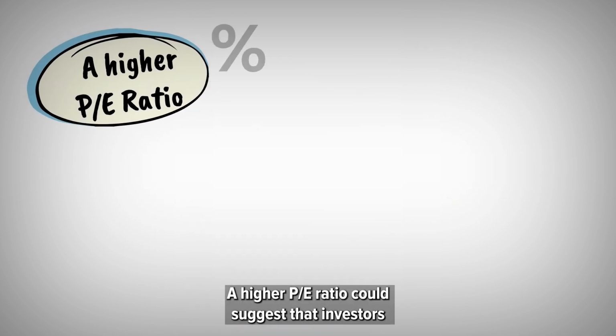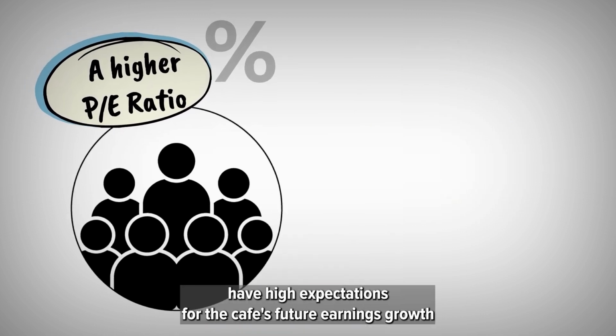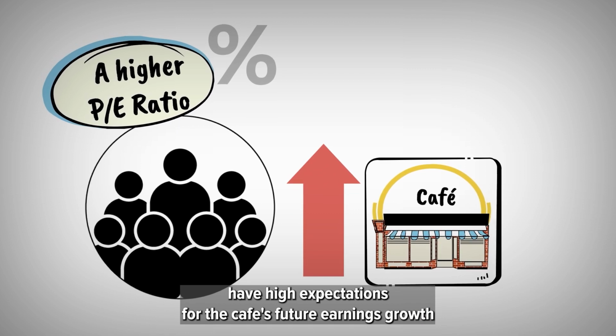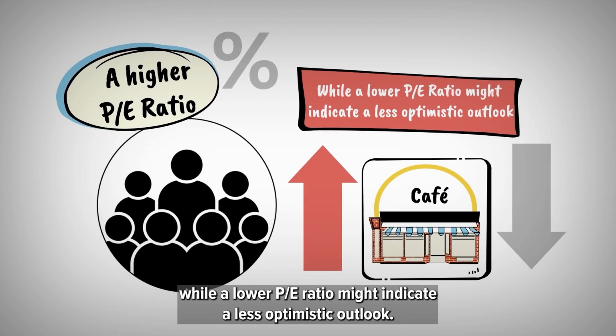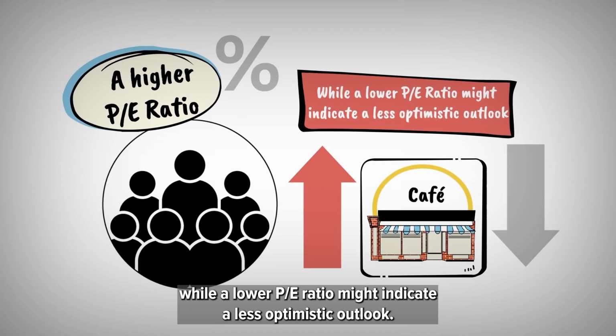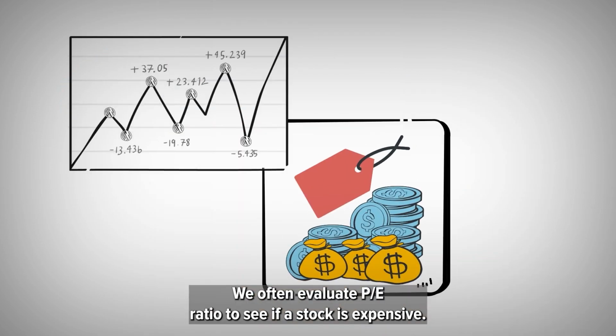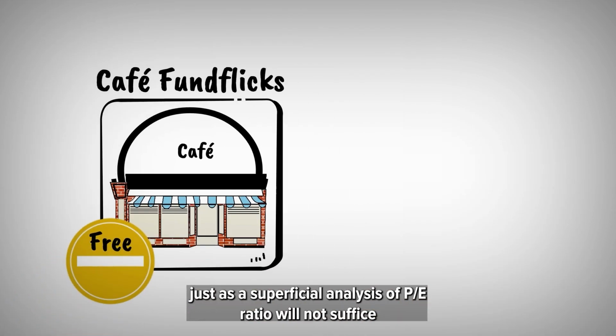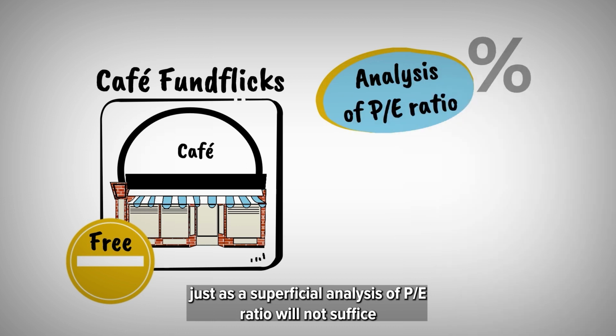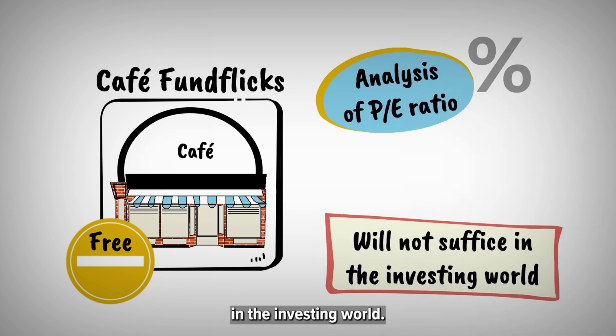A higher PE ratio could suggest that investors have high expectations for the cafe's future earnings growth, while a lower PE ratio might indicate a less optimistic outlook. We often evaluate PE ratio to see if a stock is expensive, but there is no free lunch in Cafe Fund Flicks or the world, just as a superficial analysis of PE ratio will not suffice in the investing world.